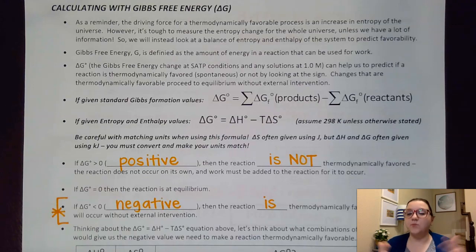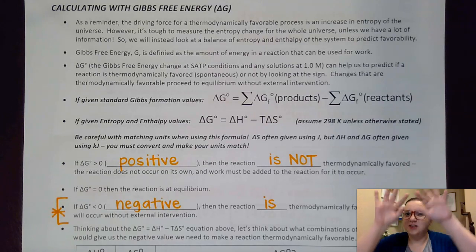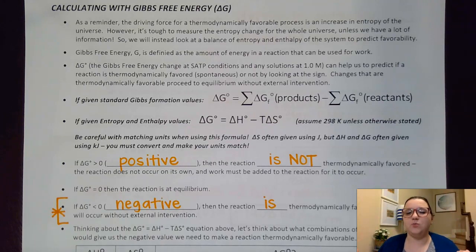Now, as a reminder from our previous video, we looked at the idea that a thermodynamically favorable process would have an increase in the entropy of the universe. The problem is that the calculation that we did only determines the entropy change of the system, the actual reaction. It doesn't determine what's going on with the surroundings. And so, unfortunately, what's going on with the surroundings is really hard to measure as far as the entropy change.